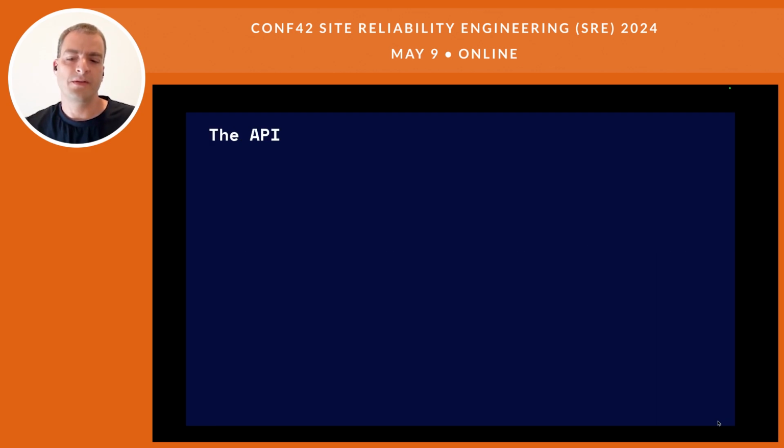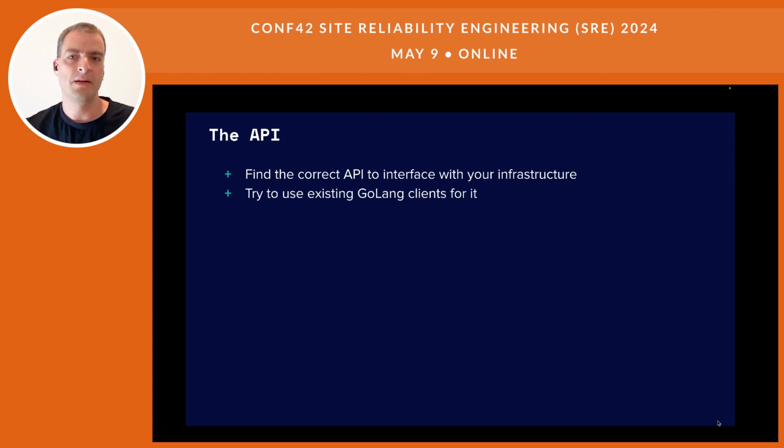So obviously, the first thing you need to understand is the API that's supported by your infrastructure. Find the correct API to interface with that, and find an easy way to do that. If there's an existing Golang client for your infrastructure, try and use that. It will probably be easiest. Otherwise, you have to reverse engineer the protocol, and that can be a bit annoying.